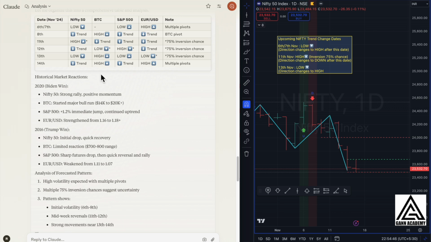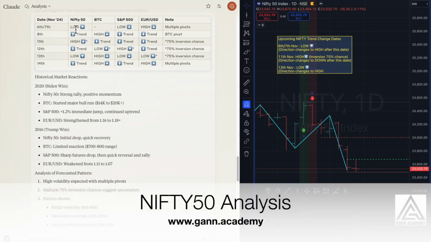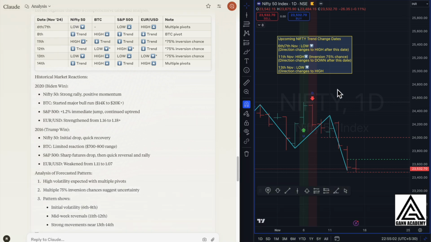I had posted this in the last video where I'd mentioned the various forecasted dates for Nifty, Bitcoin, S&P and EURUSD. So let's see how we have performed. First we'll pick up Nifty. So we see that we have the Nifty chart here.